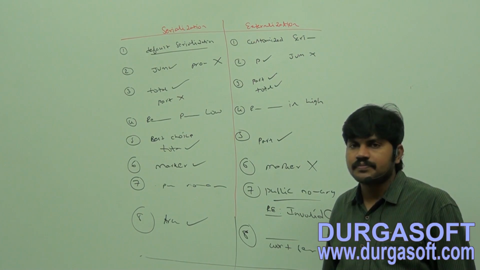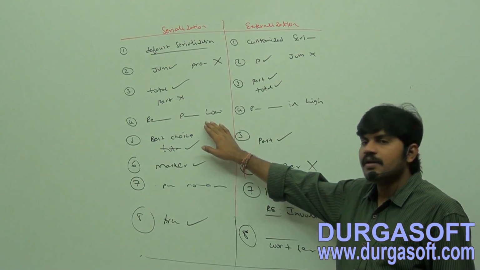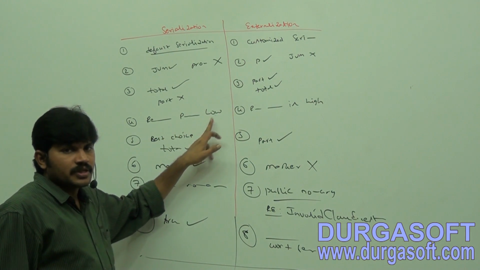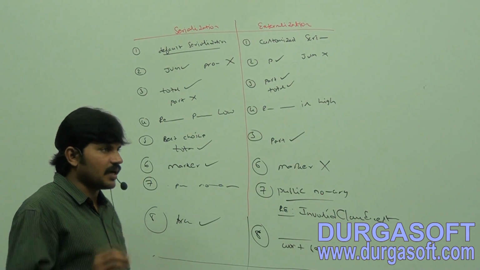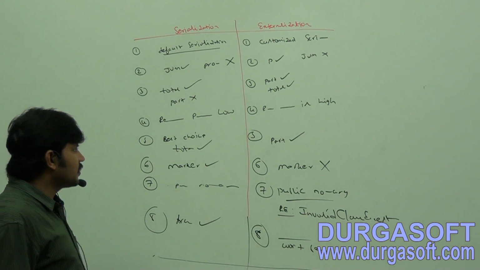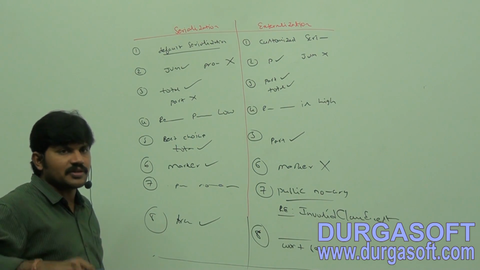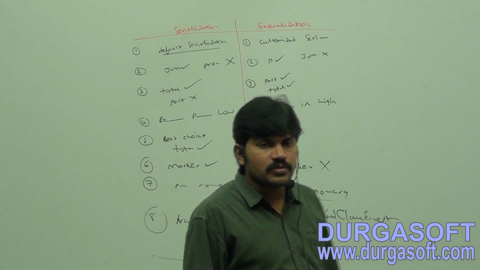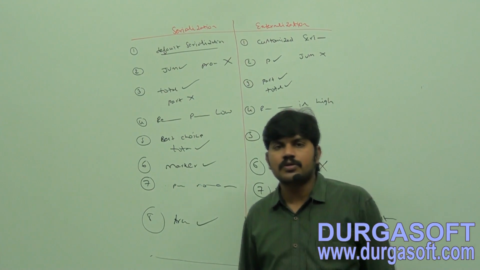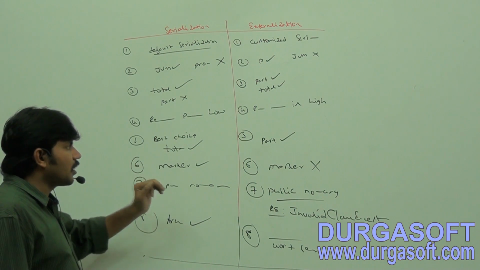Next, fourth point. In serialization, relatively performance is low. Next, other side, in externalization, relatively performance is high. Next, serialization is the best choice if we want to save the total object to the file.